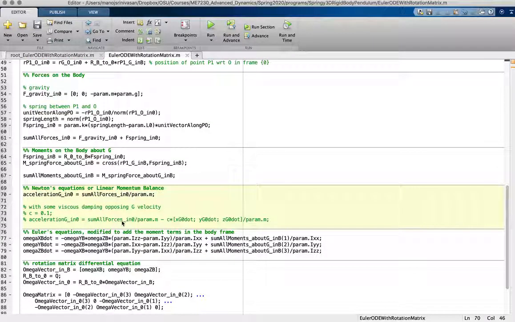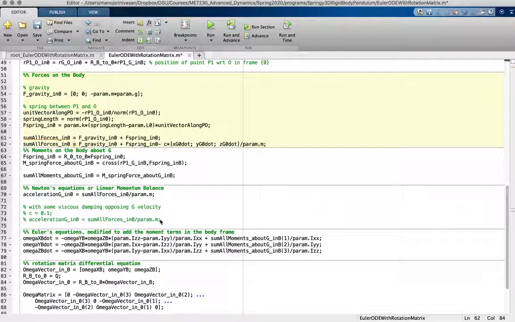So I suppose more technically correct would be to do the following. If you want to add damping, what we should really do is go up here and make the sum of all forces equal spring plus gravity plus damping. So that's officially what one should do, but then I'm going to comment it out.